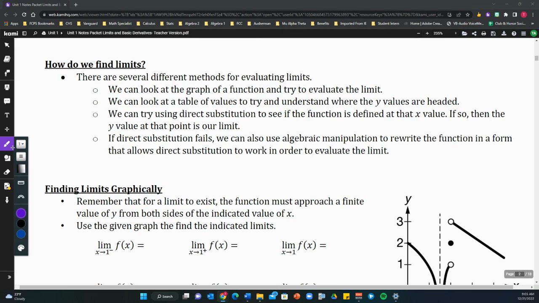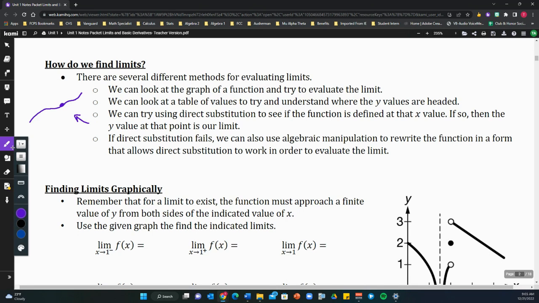We could try using direct substitution. This is the most common way that we attempt to evaluate limits, and it's exactly what the name says. We plug the value of c into the function to see if it is defined at that x value. If it is, then the y value at the point actually is our limit. This is the best case scenario. This is where a function is defined at the value of x that we're worried about, and because it's defined and it's meeting up from both sides, the value of the function at x equals c is the limit as x approaches c.